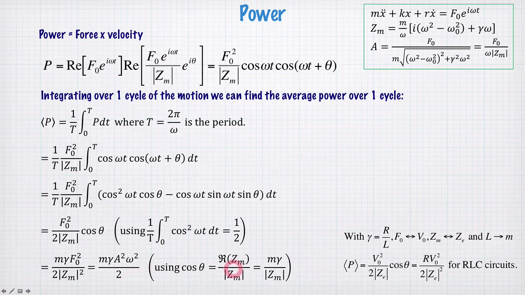This is for mechanical systems. If we want to have an electrical system, then we can use the substitutions that we used previously, and then find the power dissipated by an electrical circuit is given by this, with the angle of the impedance, or getting rid of the angle of the impedance, given by this.